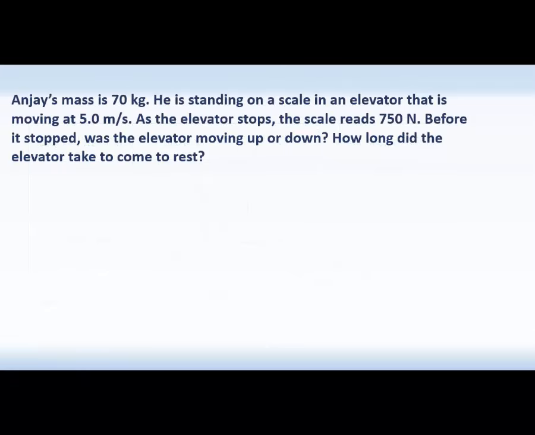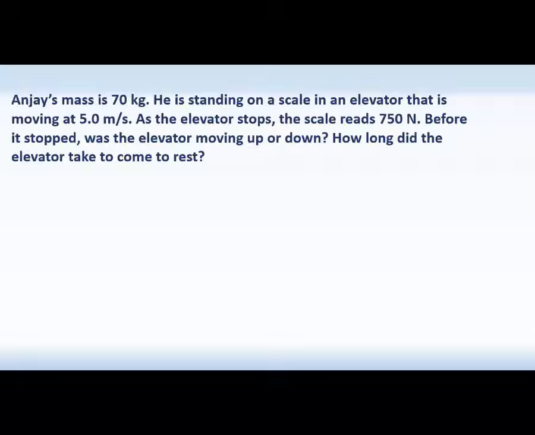Now let's look at a problem that involves apparent weight. Angers is standing on a scale in an elevator that's moving, and as the elevator comes to a stop, the scale reads 750 newtons. Now, they want to know, was the elevator moving up or down, and how long did it take to come to rest?